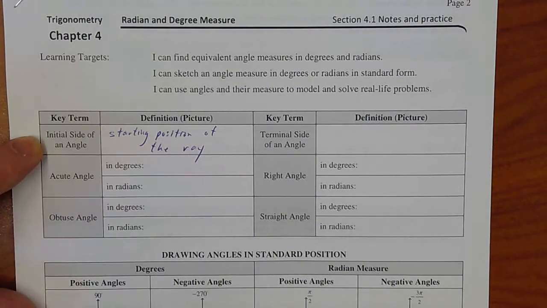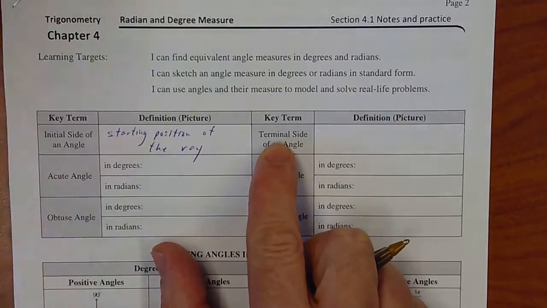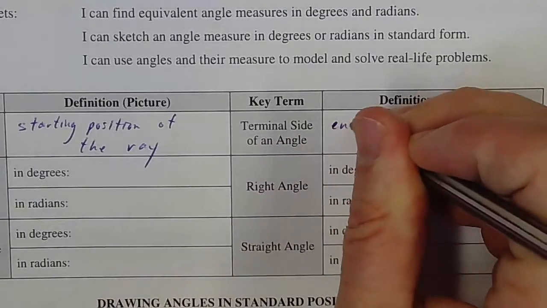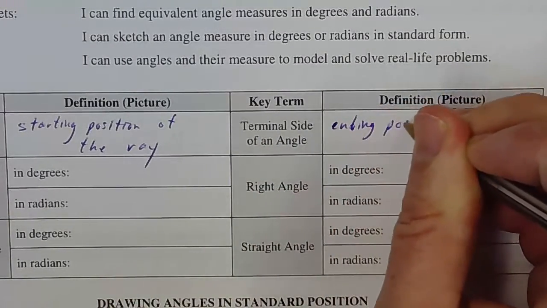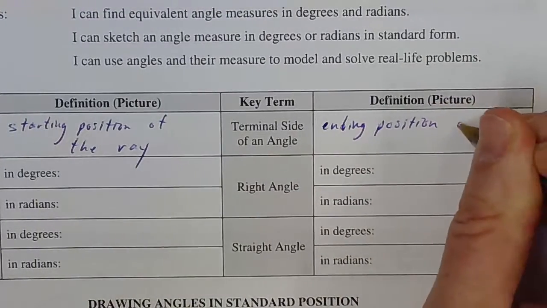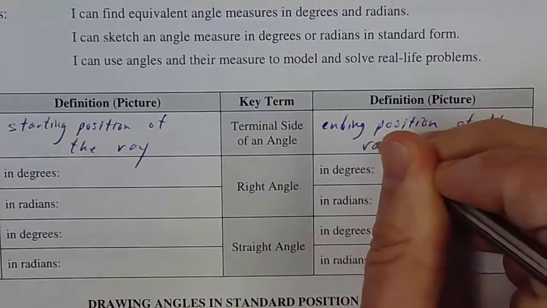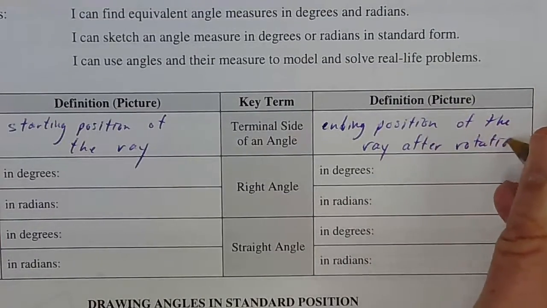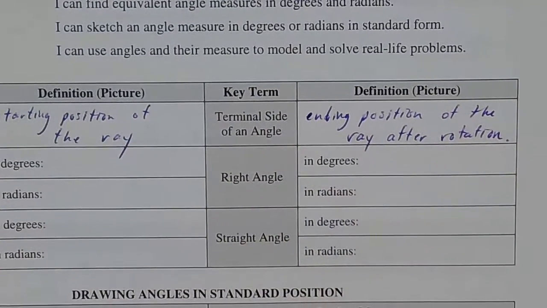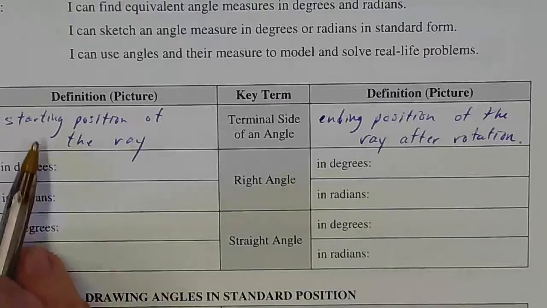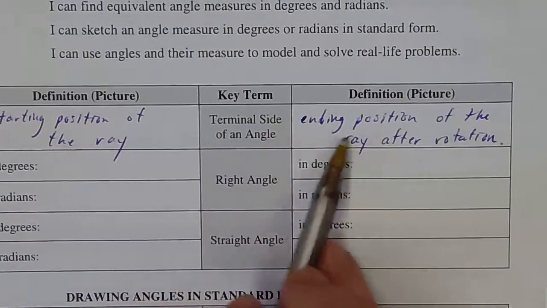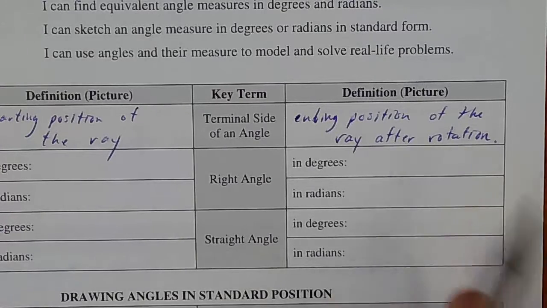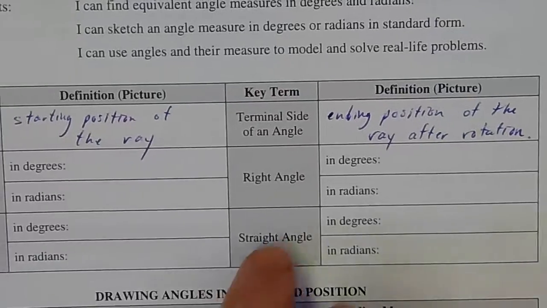Another word for initial is beginning. Another word for terminal is ending side. So the terminal side is going to be the ending position of the ray after rotation. Okay. So initial side is the starting position of the ray. Terminal side is where it's going to end after it rotates around whatever direction. Okay. All right, we'll use some of these geometry terms.